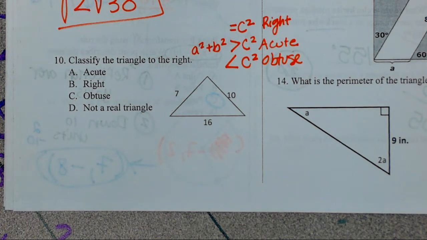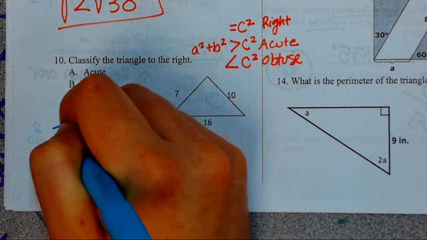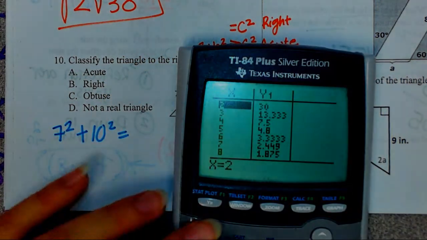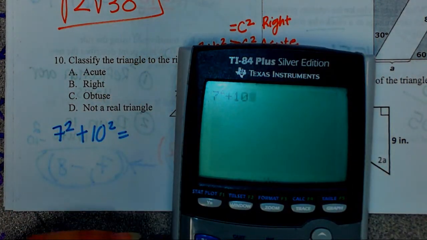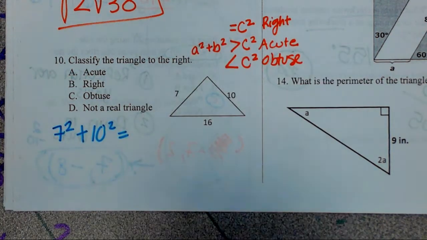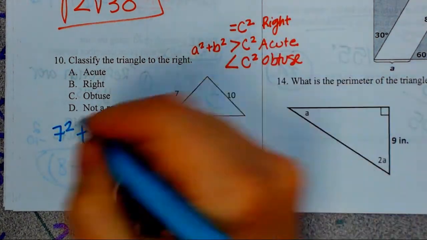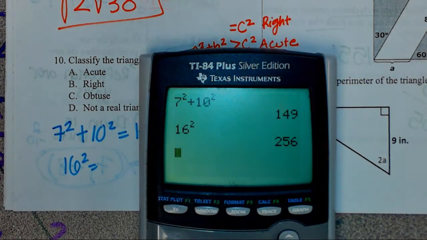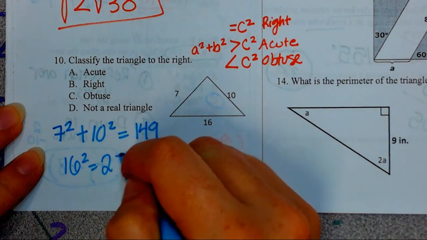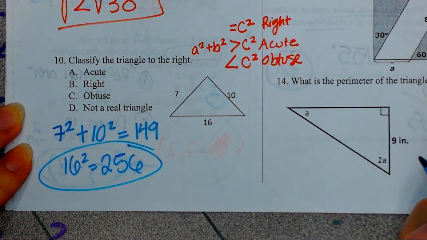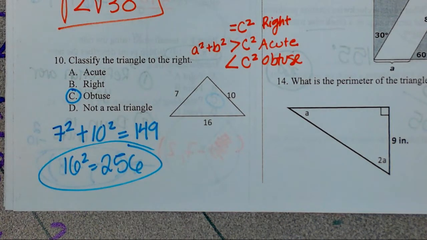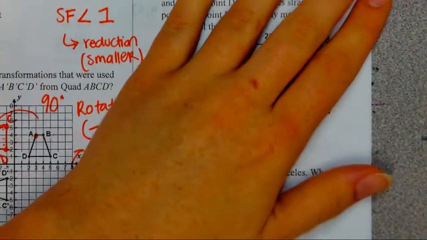Okay, so we would do 7 squared plus 10 squared. That's equal to 149. 16 squared is equal to 256. C squared is bigger, so this is an obtuse triangle. All right.